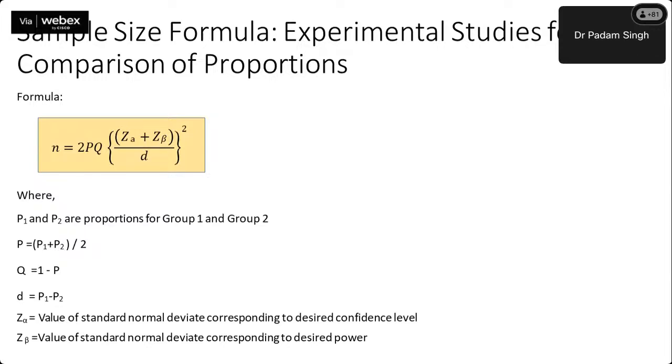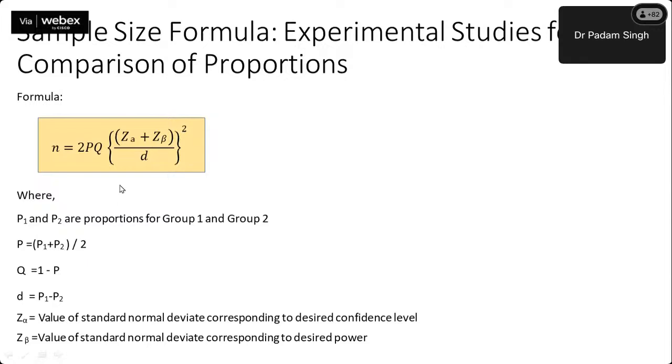Now, one has to know the formula. First, what information we need, and with that information, how the sample size has to be computed. Please see in this formula, this is the easiest of all formulas; there are other formulas which are complicated. Now this is 2pq (z alpha plus z beta) by d, whole square.